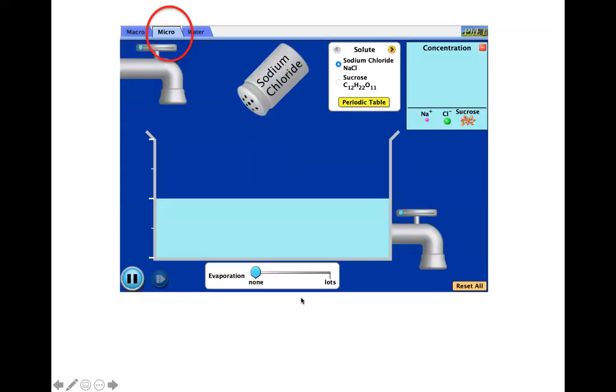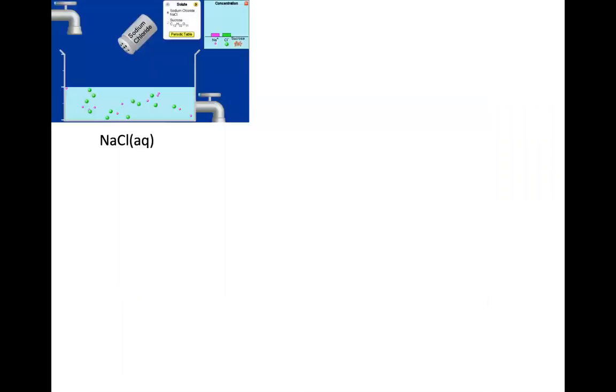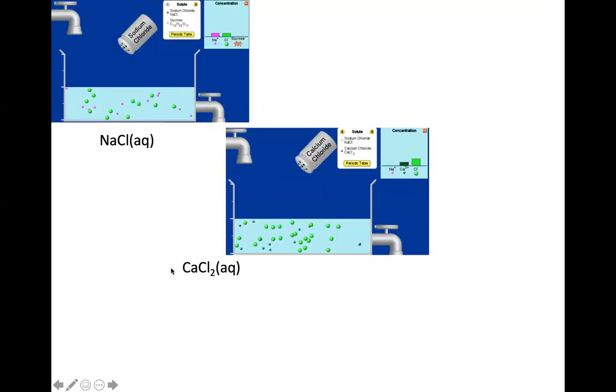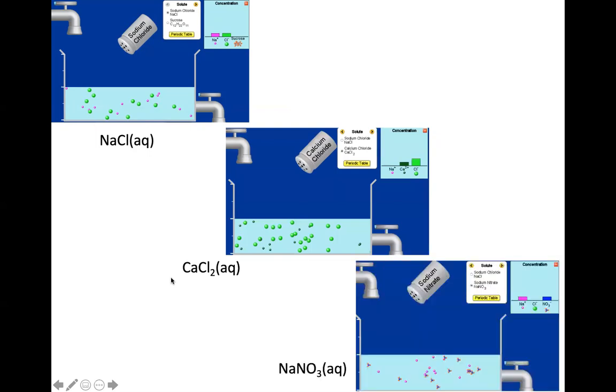Now, within the PhET sim, we can also explore different things that we could add to it. So let me summarize that here. We saw that when we added sodium chloride, we had sodium ions and chloride ions. Other things that you could explore within that: you could see, what does calcium chloride aqueous look like? And the sodium nitrate aqueous.